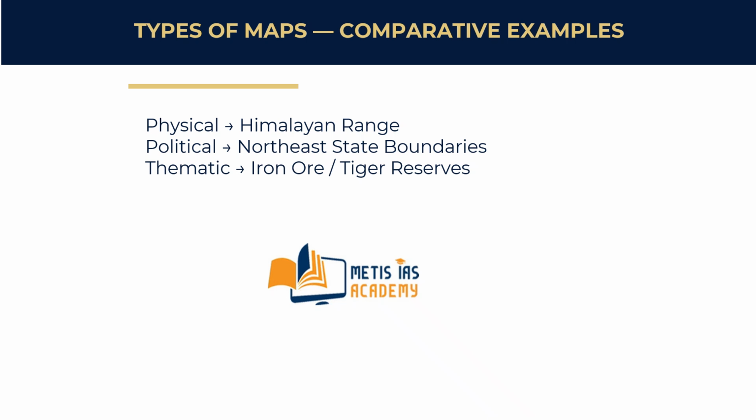Look at the example on the slide. Himalayan range, that is physical. Northeast state boundaries, those are political. Tiger reserve distribution or iron ore belts, this is thematic.